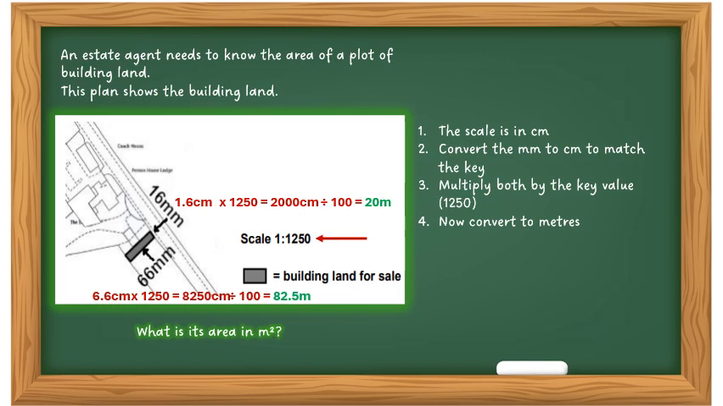So you can see here you're using the full range of your conversion grid to get to this answer. You're going from millimeters to centimeters and centimeters to meters. And now you're in a position where you can work out the area in meters. So you multiply to find the area, and you can see that 20 multiplied by 82.5 gives you 1,650 meters squared. Don't forget your little 2 because you're working in 2 dimensions.